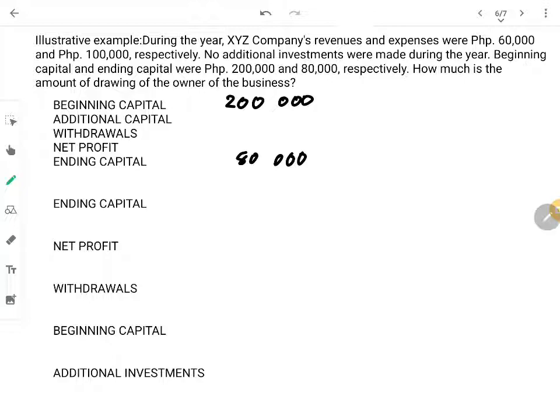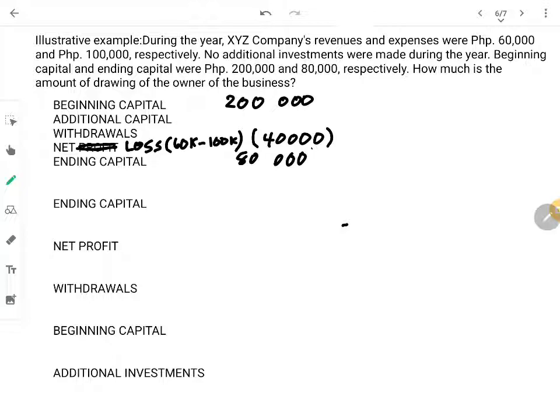Tapos, revenue, net profit ba? No, it's net loss. Hindi dapat profit yan. Net loss. Kasi mas mataas yung expenses kaysa sa revenue. So, 60K minus 100K, that is negative 40,000. 40,000 rather. Sorry. So, that is negative 40,000.